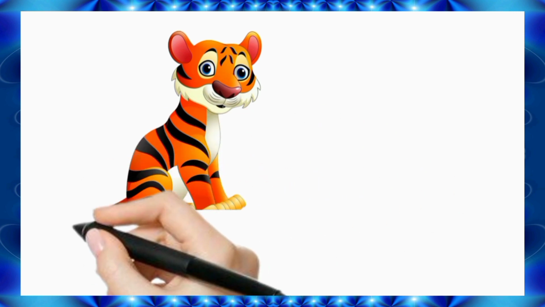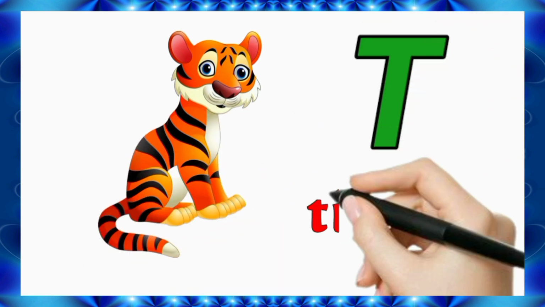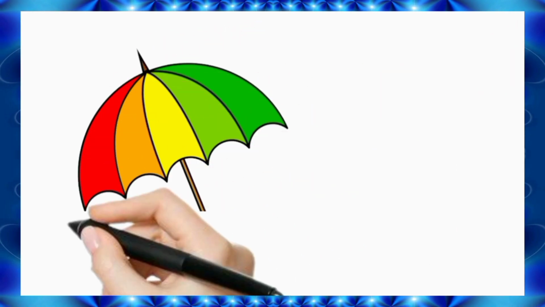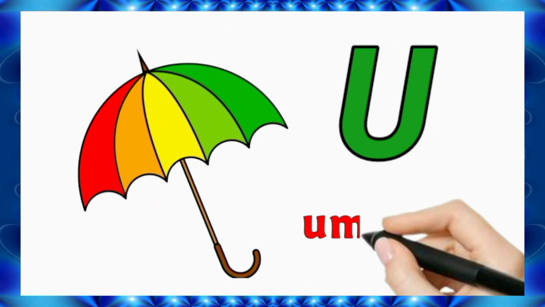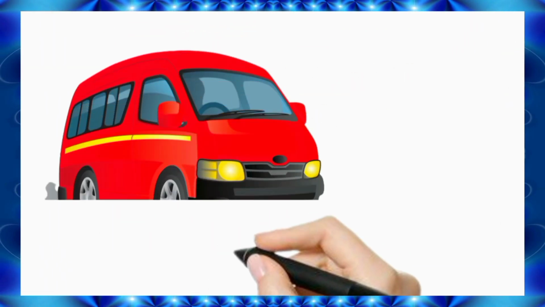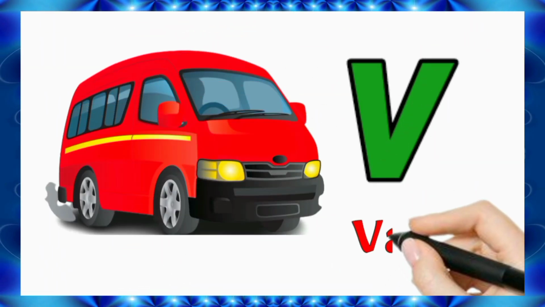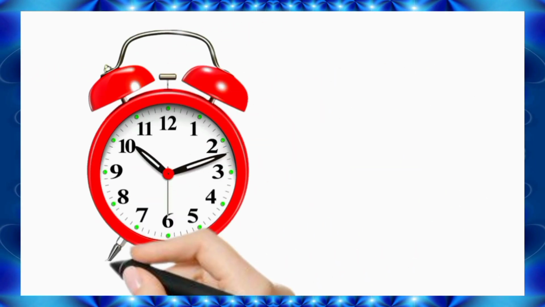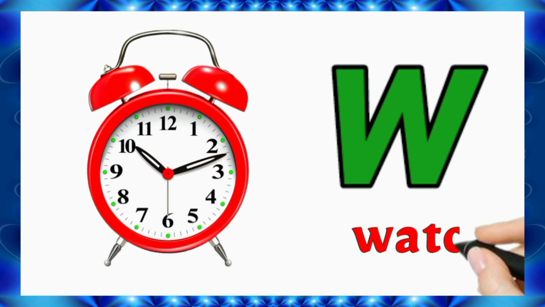T for tiger. Tiger means cheetah. U for umbrella. Umbrella means chhatri. V for van. Van means van. W for watch. Watch means ghadi.